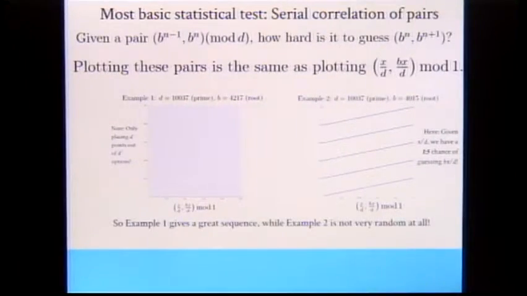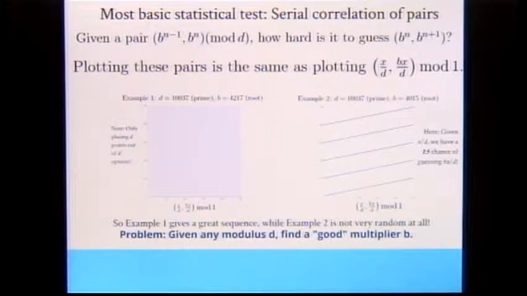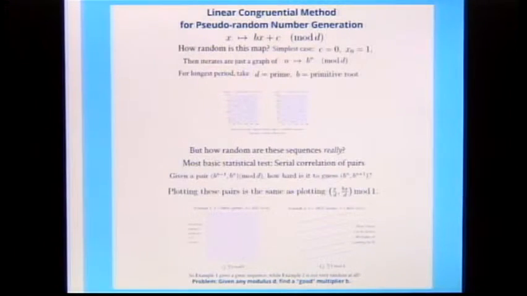Okay? And so the question in this theory, okay, so example 1 is a great sequence, example 2 is a horrible sequence from this statistical test. And the problem is, if I give you a modulus like this prime 10,037, how do you find a good multiplier? Obviously, you don't want to plot these things and stare at them if d is 2^1000, right? So there should be some efficient, robust method, hopefully proving that these exist. I mean, there's a whole big theory that I'm just scratching the surface of, but that was kind of the impetus for the study of linear congruential pseudo-random number generators. Any questions before we move on to something completely unrelated?